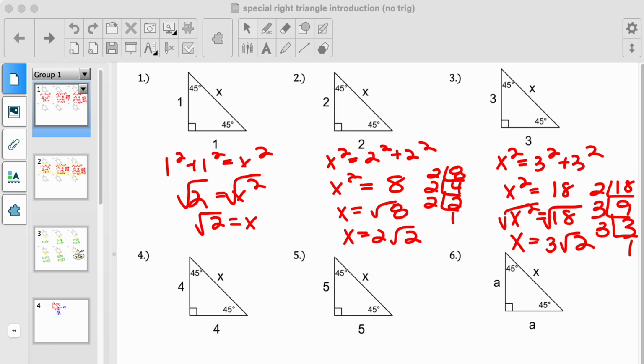Alright, so again, what I said about this activity, special right triangle introduction, is this is the new topic, the last topic for the unit. And we want to look and see if we can find some patterns in these particular right triangles. Okay? So look here with me.